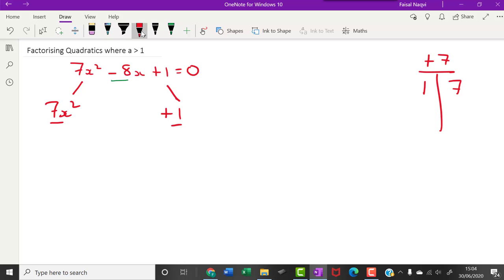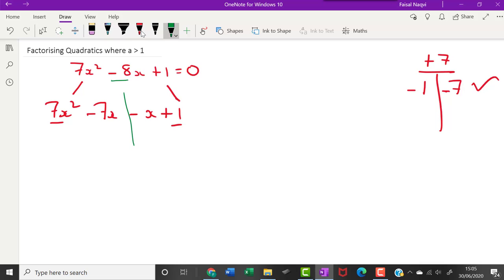Well, I'd have to have minus 1 and minus 7. So let's try this. Minus 1 times minus 7 gives me plus 7, and minus 1 minus 7 gives me minus 8. So those are my two numbers. So I write those over here. I'm going to put the 7 with the 7, so minus 7x, don't forget the x, and minus 1x. I don't have to write the 1. I'm now going to split this in half, and I'm going to fully factorise.